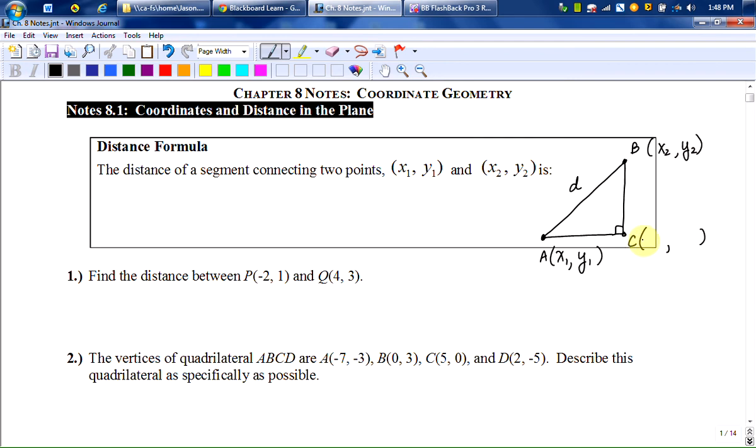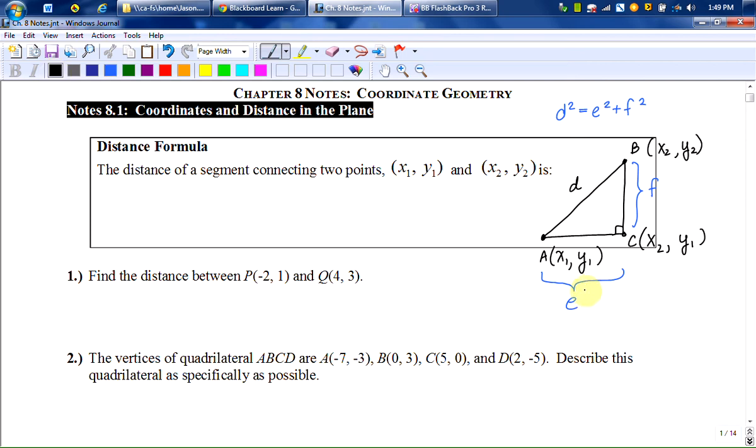Then we can say for C that C is at the same vertical position as point A, and it's at the same horizontal position as point B. We can call this distance here maybe E, so that we don't have other variables, and F. And we know that with Pythagorean Theorem, D squared equals E squared plus F squared.